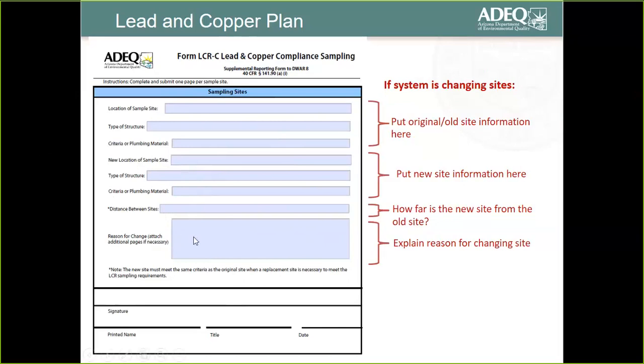And then it asks you for the reason for change. So why did you change your sites? You can say the house got demolished, I can no longer sample there, I moved the sample site to the next house over, whatever your reason may be, just explain it briefly over here. And then, of course, put your name, sign, and date. And that completes your lead and copper sample siting plan. And like I said, you need 1 page for each sampling site.